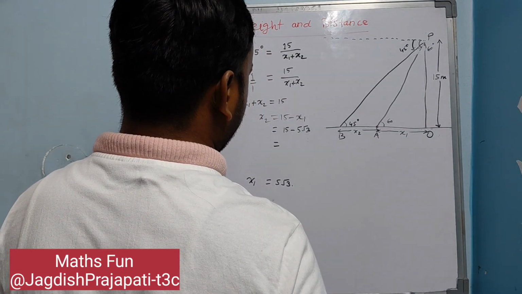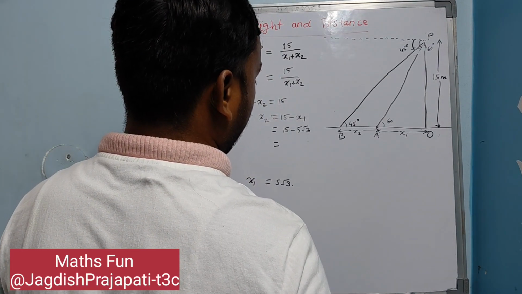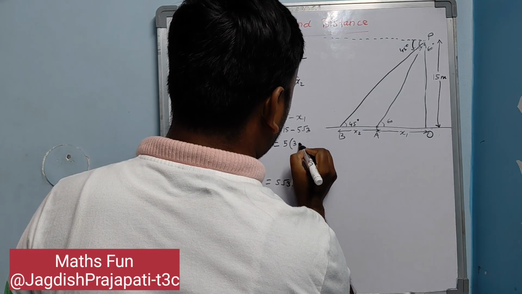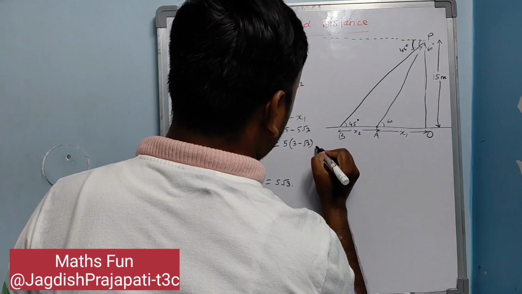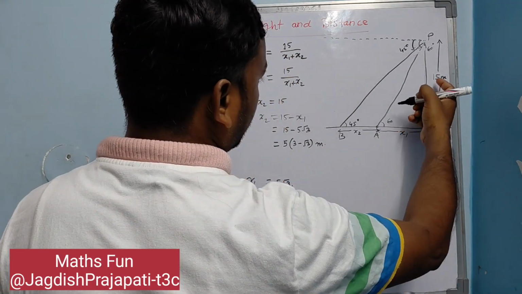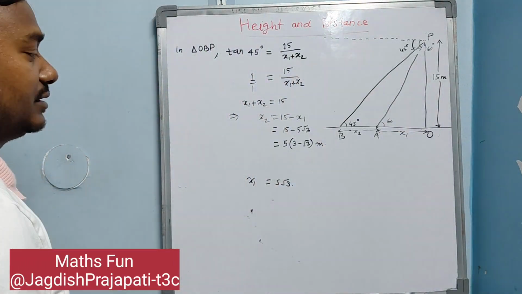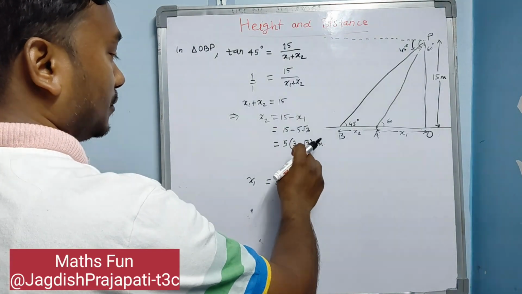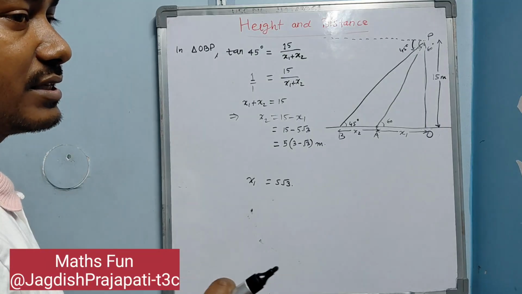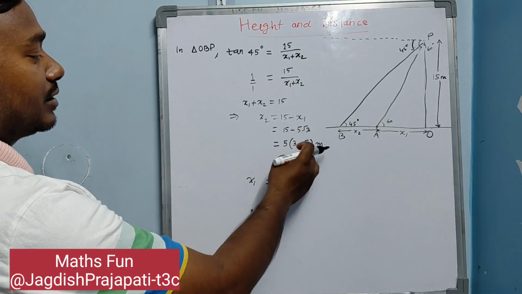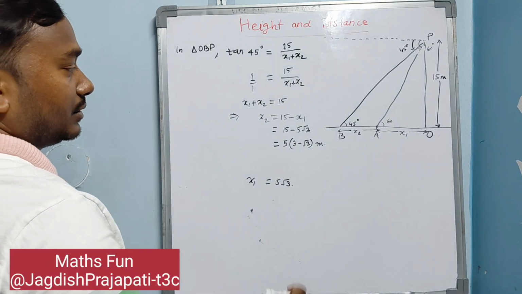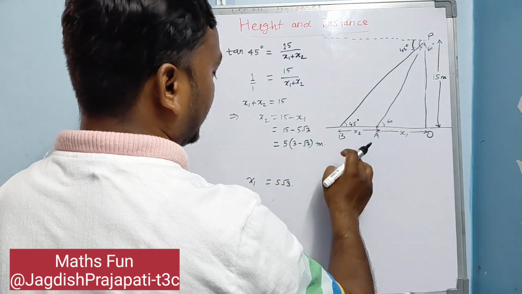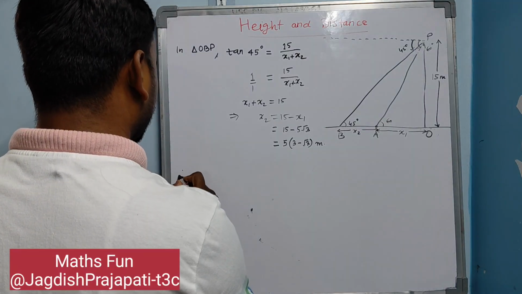Okay, 5 you can take outside, so 3 minus under root 3 meter. Since this is in meter, so this will be in meter. Okay, so now you can do one more thing. You can put the value of under root 3, which is 1.732, and then you can further simplify it. So x2, this is the difference between A and B. So here you can write one line.